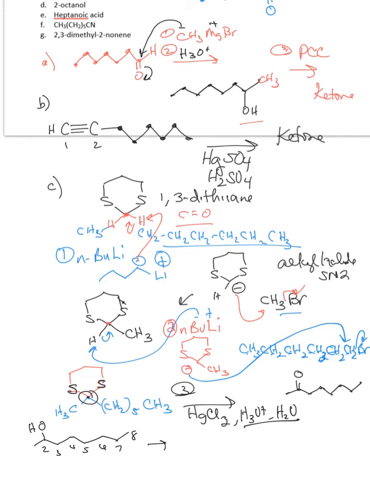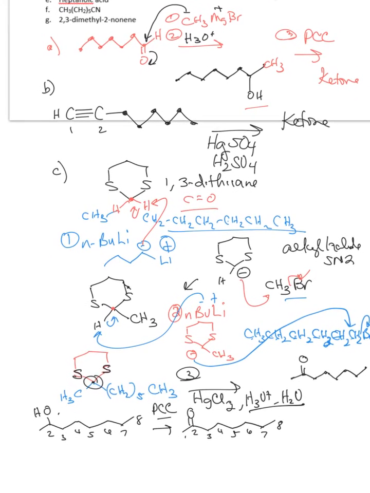So how do you make 2-octanol? From 2-octanol. That's an alcohol, secondary alcohol. Yes, PCC oxidation will take care of that.